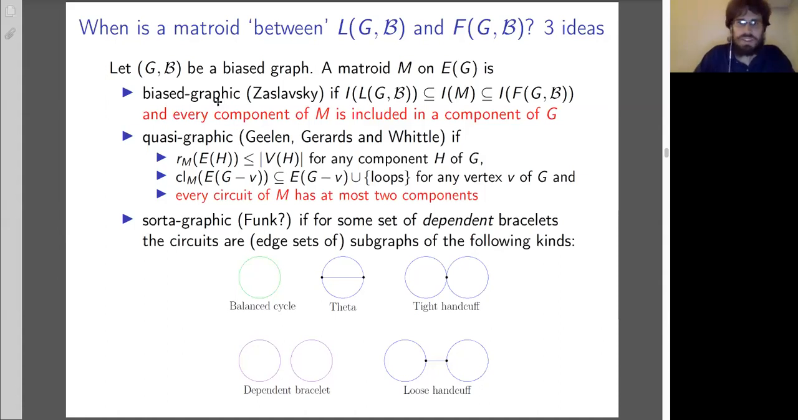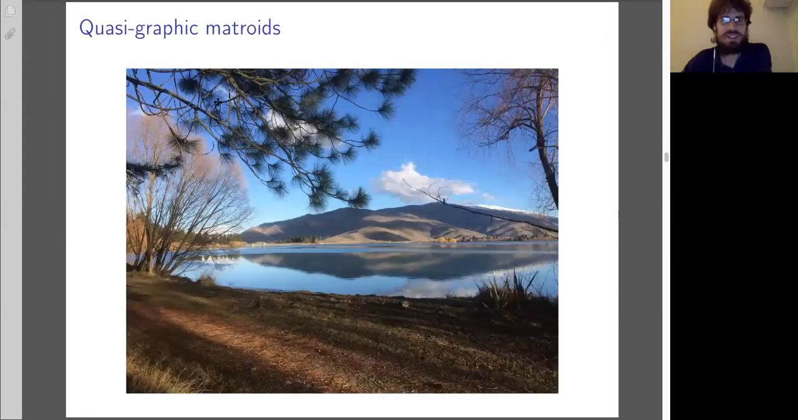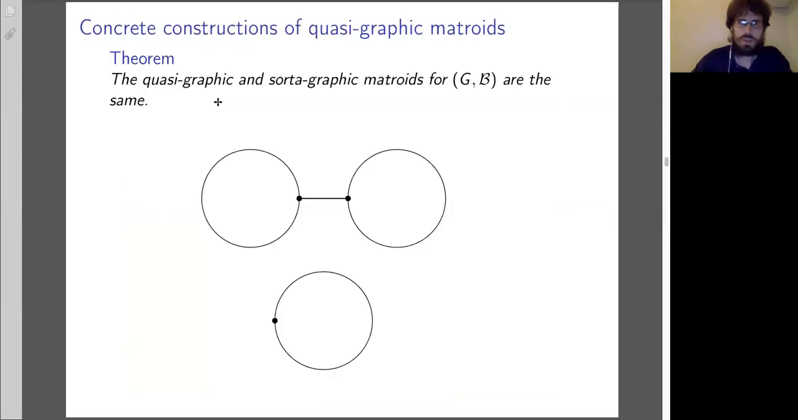Okay, so now I want to talk about the quasi-graphic matroids, and the fact that these are the same as the sortographic matroids. This gives you somehow a good concrete handle on the quasi-graphic matroids. So this is the first theorem, that the quasi-graphic and sortographic matroids are actually the same.